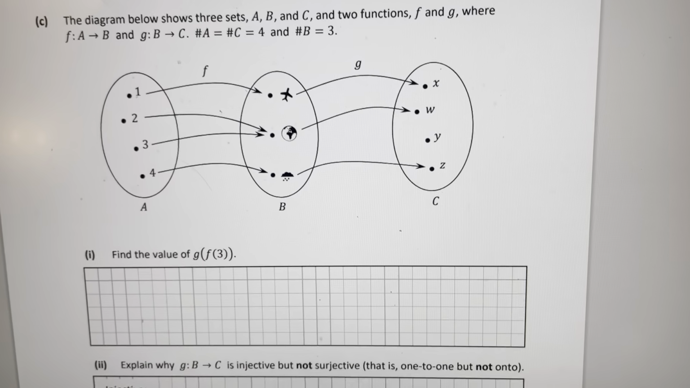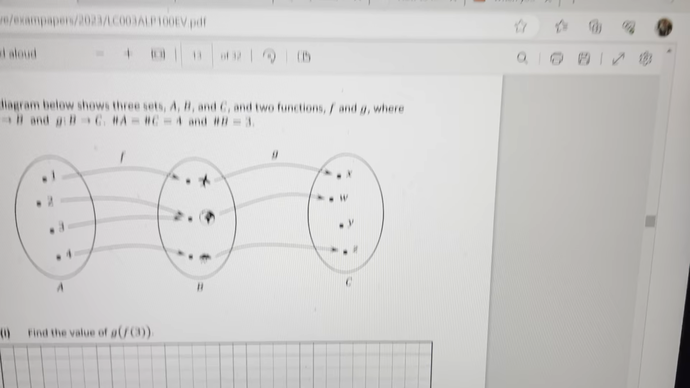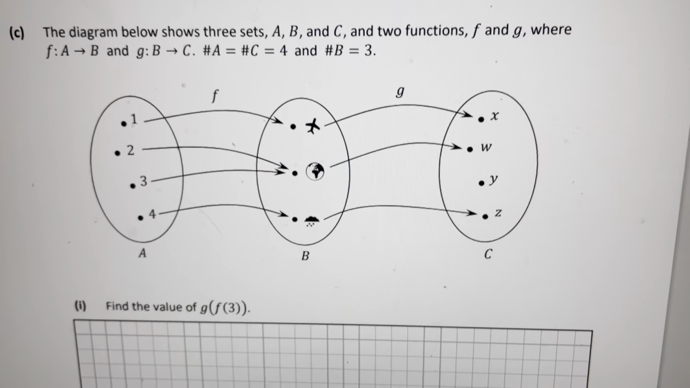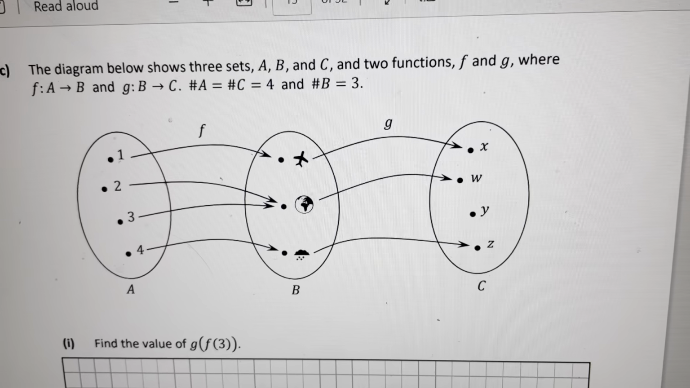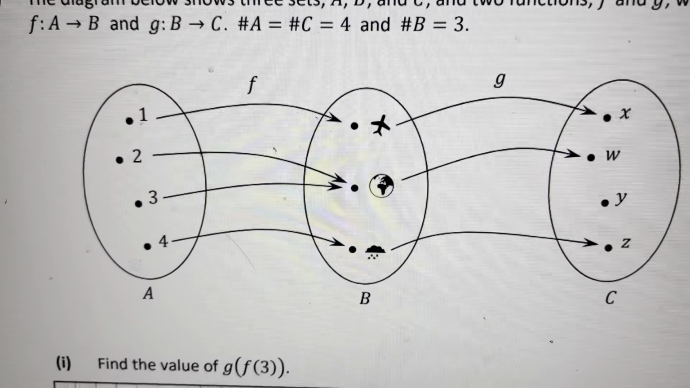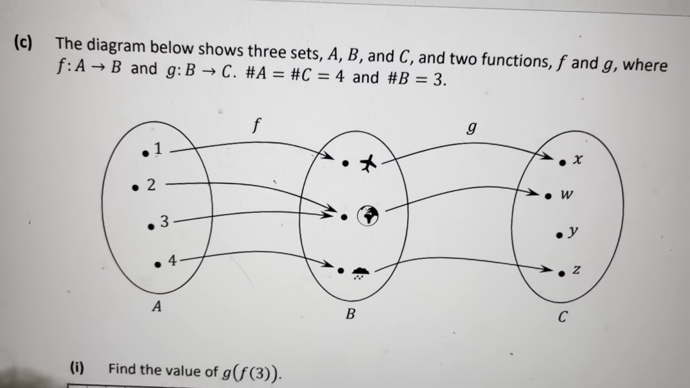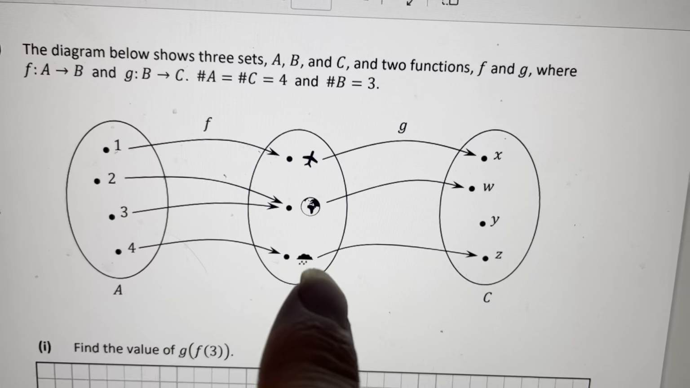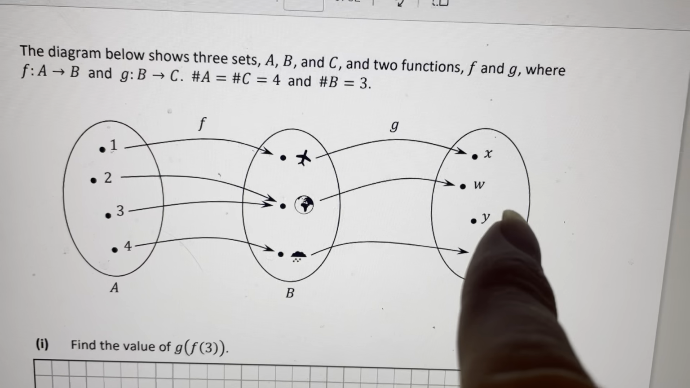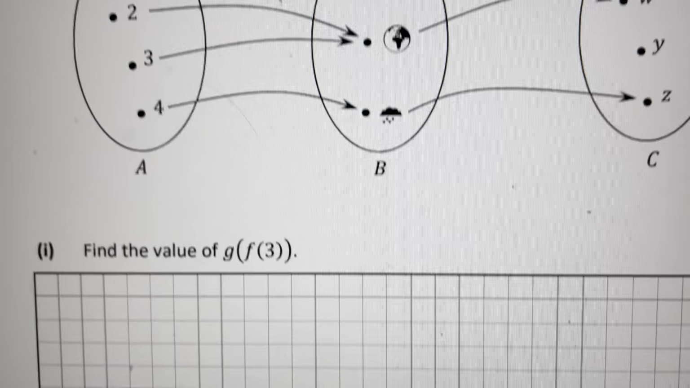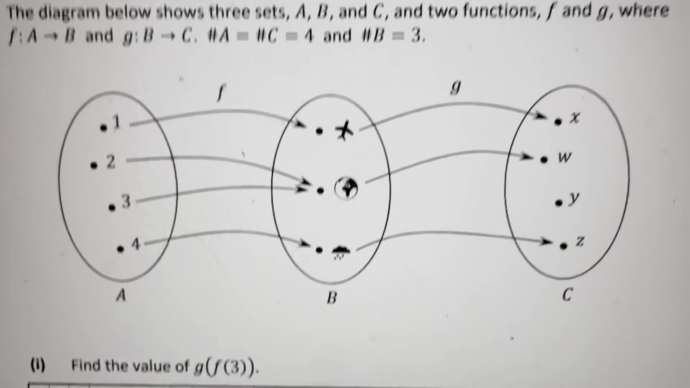Right, so question part C. The diagram shows sets F and G. Okay, and it's an unusual one. So F is projecting from A to B, and these are just symbols, and then G is bringing it onto these letters here. So find the value of G of F of 3.